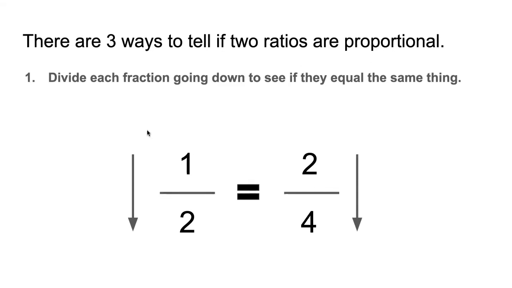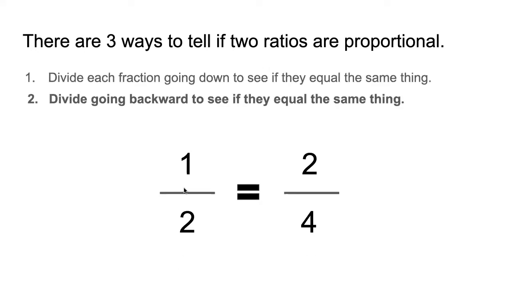There's a second way to tell if ratios are proportional. Divide going backward. There is a reason why this works, and I'll show you. If we divide going backwards, that means 2 divided by 1, which equals 2. And let's see if we get the same thing over here. 4 divided by 2 equals 2. So as you can see, when we divided going backwards on the top and the bottom, the numerator and the denominator, we got 2 for each.